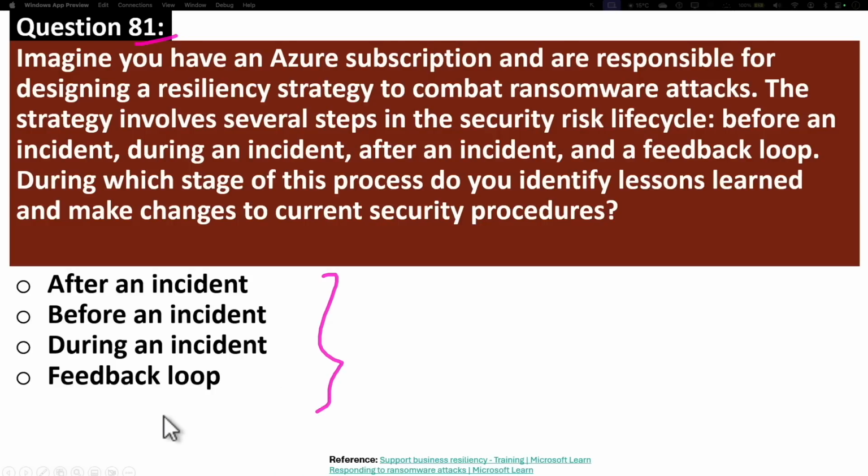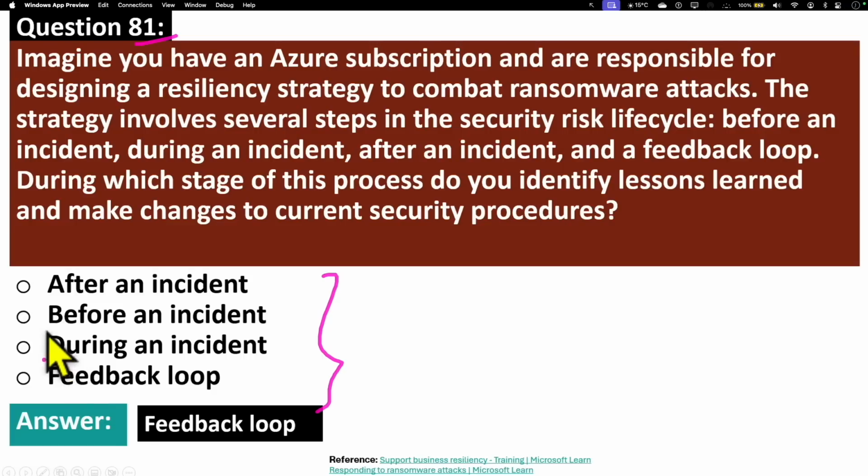What do you think is the right answer? The correct answer is feedback loop. So, what is the security risk feedback loop?